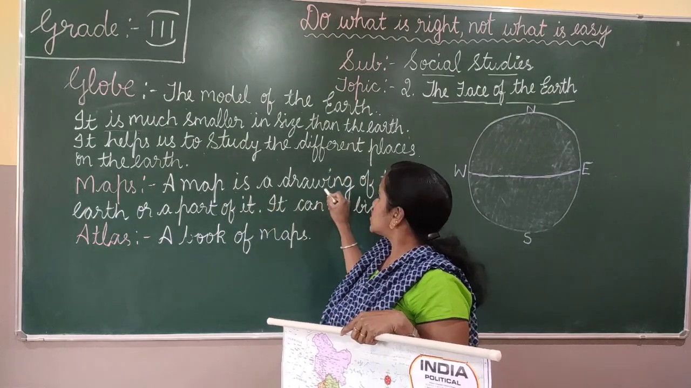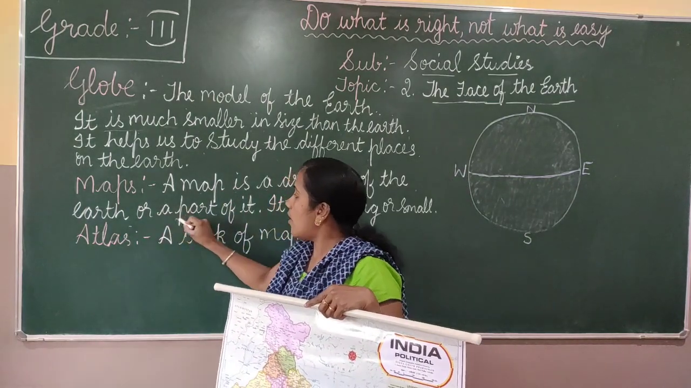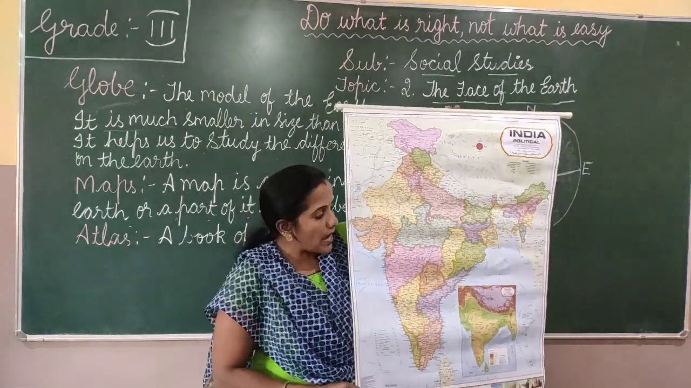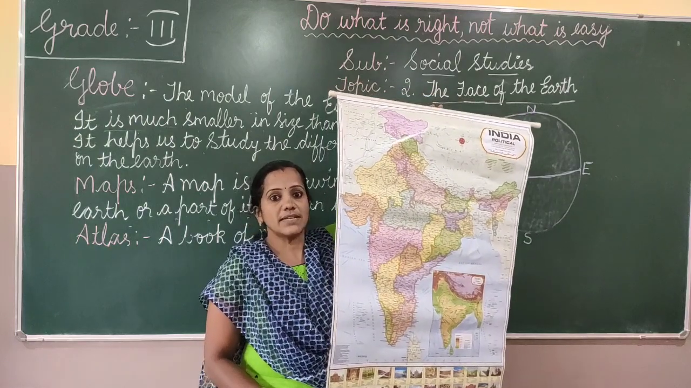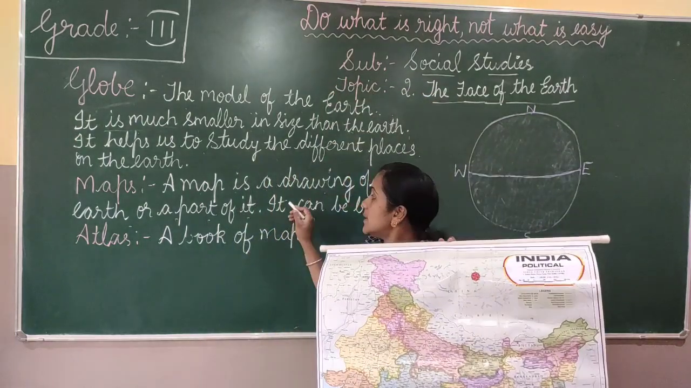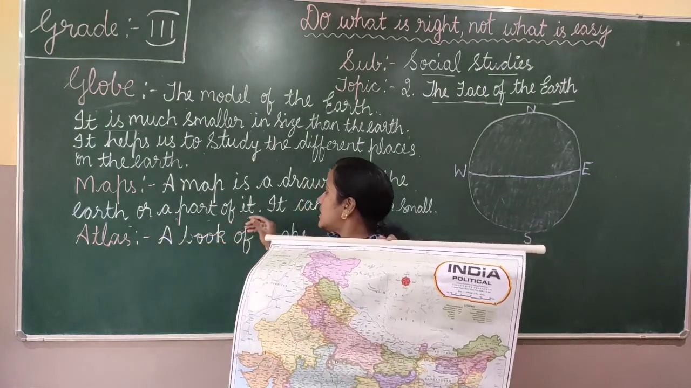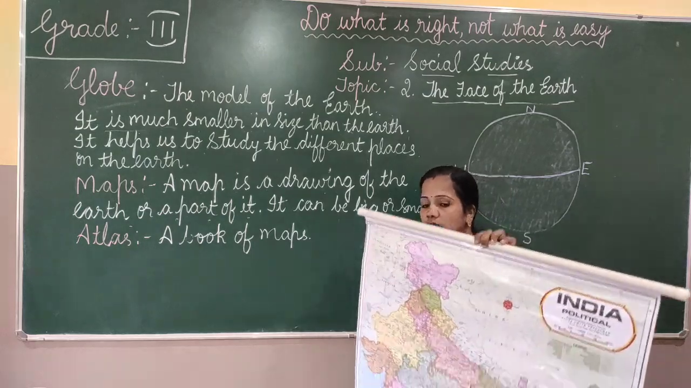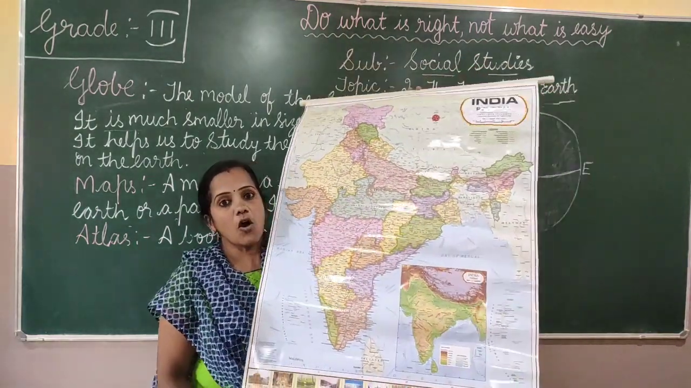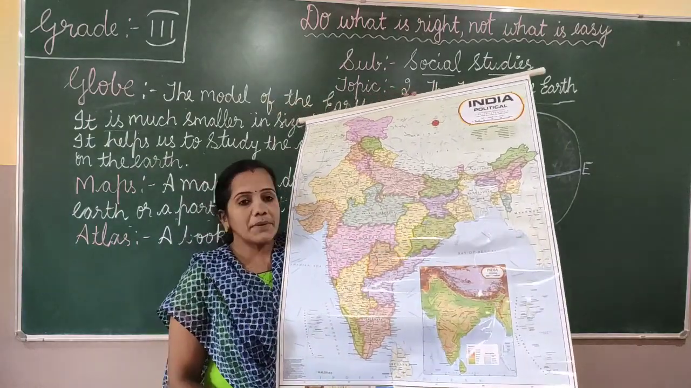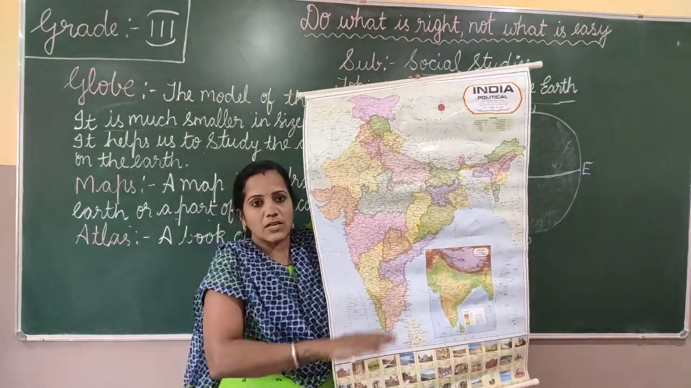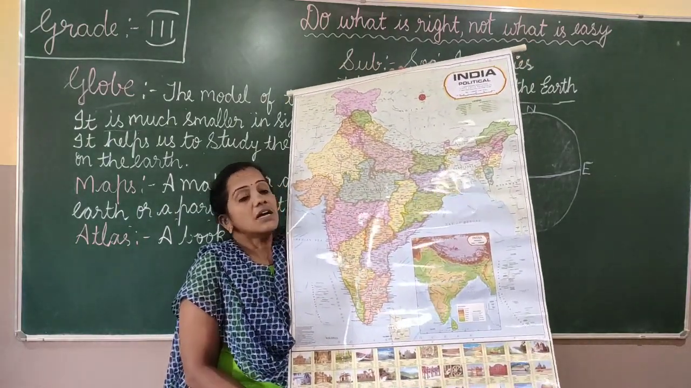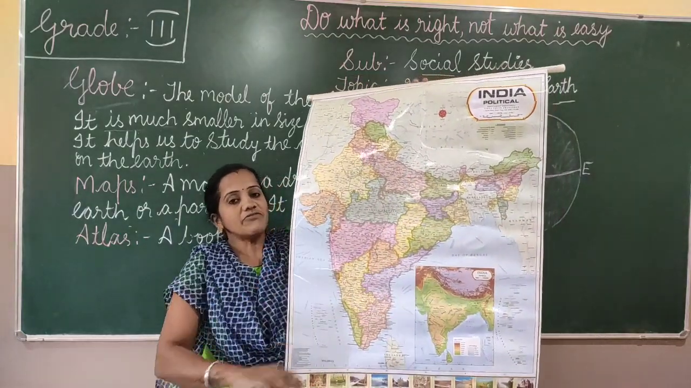A map is a drawing of the earth or a part of it. So this is a drawing of the earth. Now I am showing you the India map. Like this you will get the world map also. It can be big or small, because we can make maps on flat paper or on a flat surface. Now this is on flat paper.